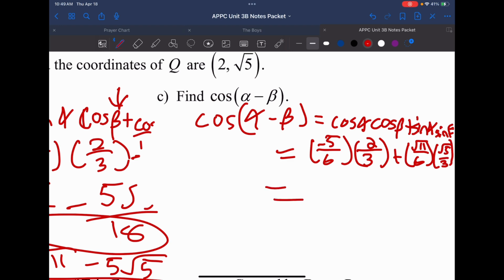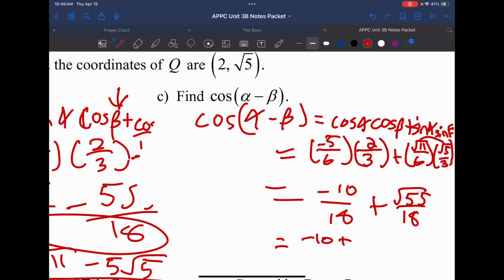Okay. Multiply across, that gives me negative 10 over 18 plus, since these are both radicals, you can multiply the inside, so that gives me square root of 55 over 18, and I can add those together and get negative 10 plus the square root of 55 over 18.